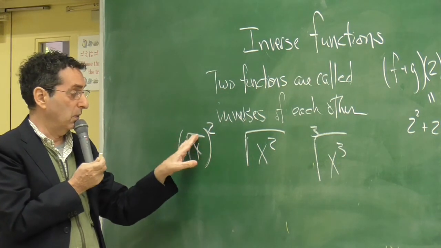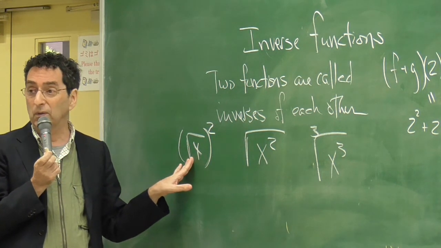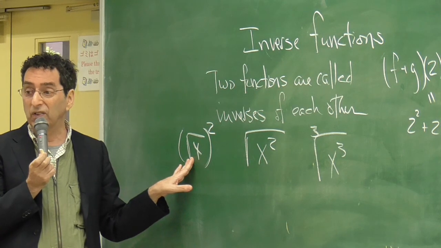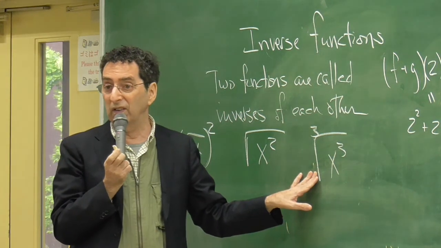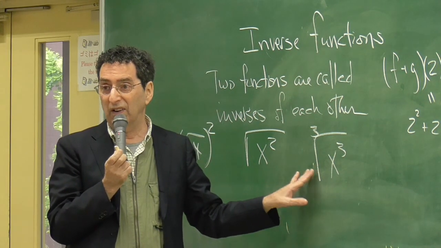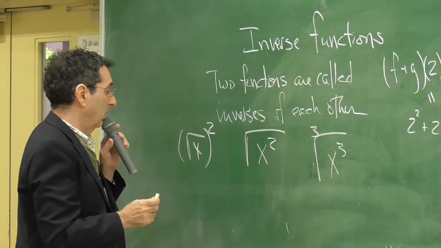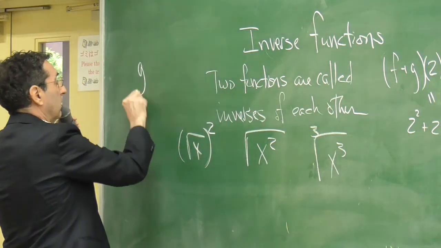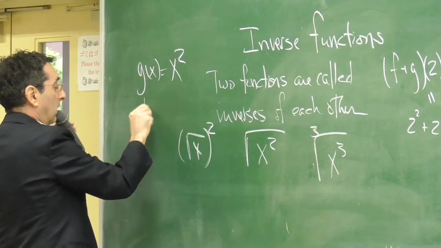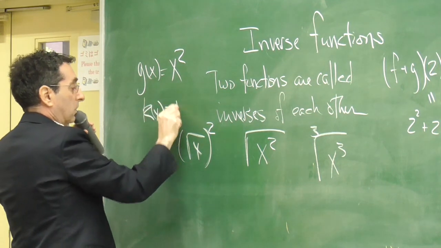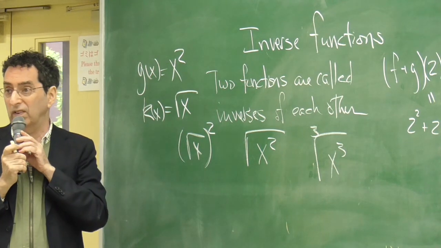Okay? So this pair of functions, squaring and square rooting, are called inverses. Okay? Or cubing and cube rooting are called inverses. Okay? Can we think of another? Anyway, let me write. So if g of x equals x squared and k of x equals the square root of x, then we'll say g and k are inverses of each other.